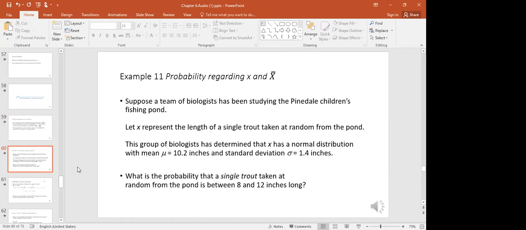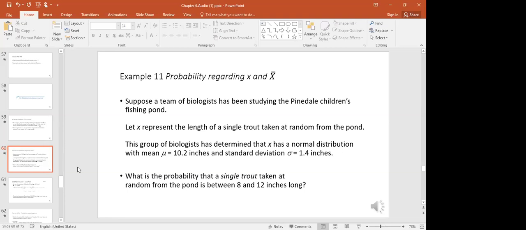Okay, now let's do an example. Suppose a team of biologists has been studying the Pinedale Children Fishing Pond. Let X represent the length of a single trout taken at random from the pond. This group of biologists has determined that X has a normal distribution with mean 10.2 inches and standard deviation 1.4. This information is for the population.